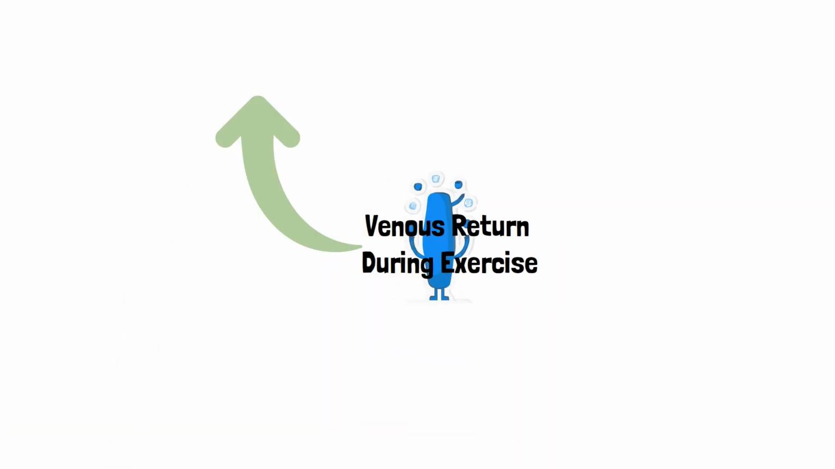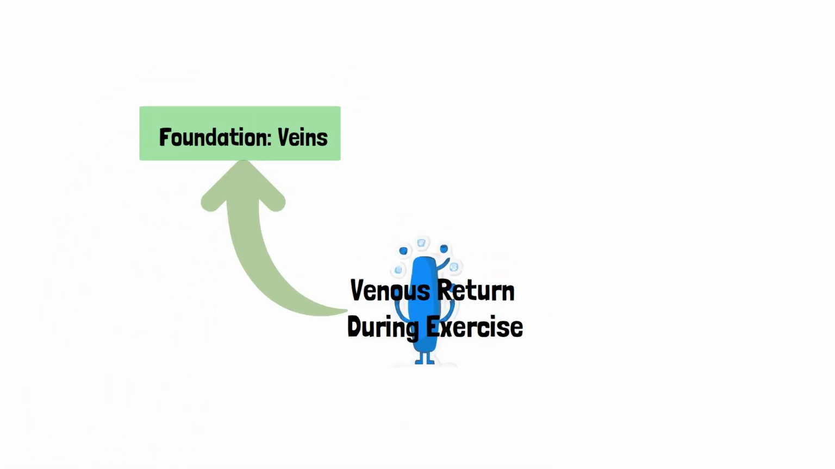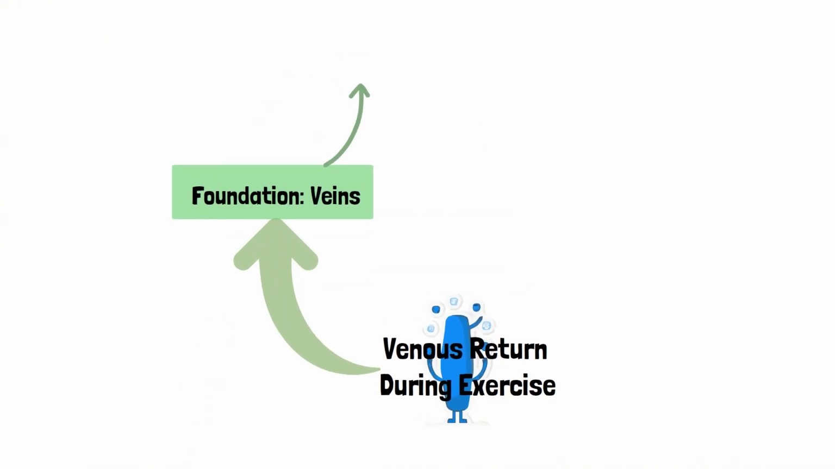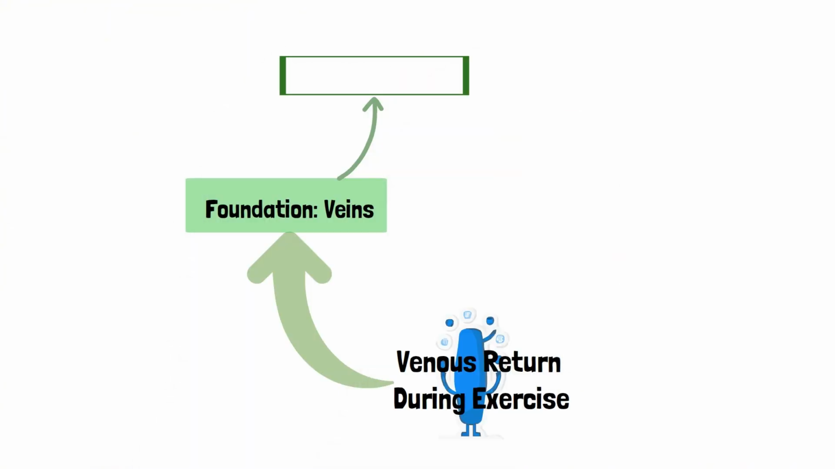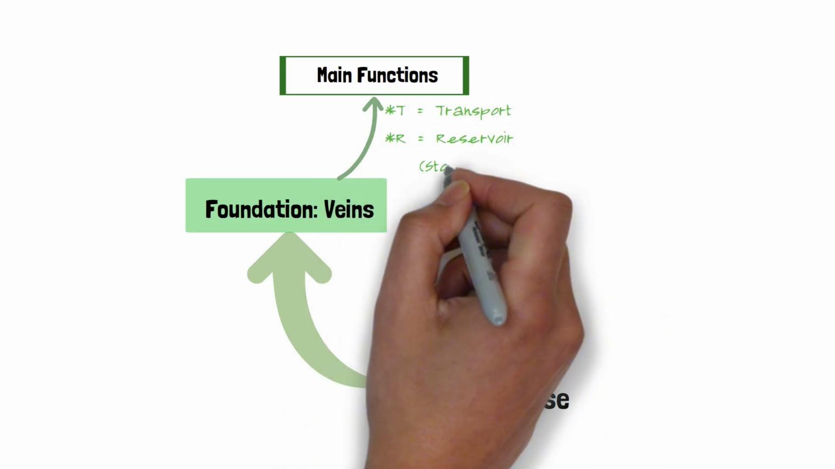And with this, we reach the end of MemoMap today. Let's recap together what we talked about. First, we talked about the venous return change during exercise. We talked about the two main functions, which are transport and reservoir, storing a large blood volume with a little change in the pressures.